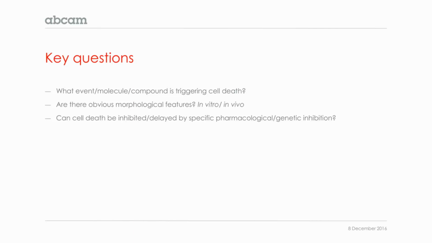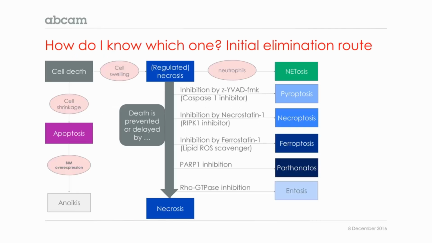One of the most useful questions to investigate is whether the death is affected by a certain compound. We'll look at this in the next slide. Chemical inhibition or genetic inhibition, if available, can help us to investigate which molecules and proteins are involved in the cell death, and then we can specify the type of cell death that we're looking at. So following this type of key question, let's see how we can try to pinpoint which type of cell death is happening in our system.